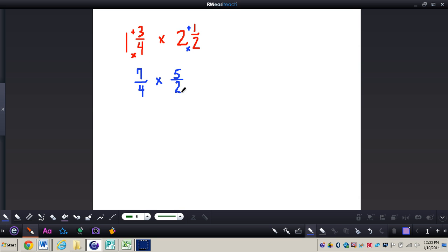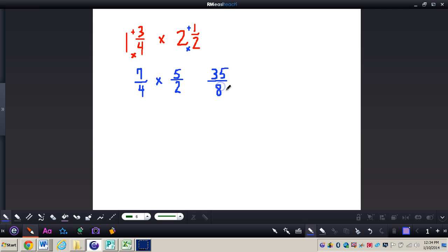Now we can easily start multiplying. And we're going to multiply 7 times 5, numerator by numerator, denominator by denominator. And it's important to know that you do not need equal denominators, or common denominators, I should say, whenever you're multiplying mixed numbers or even multiplying fractions. First step, we're going to multiply the numerators. 7 times 5 is going to give me 35. And then I multiply my denominators. 4 times 2 will give me 8.